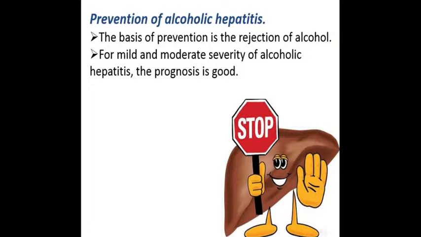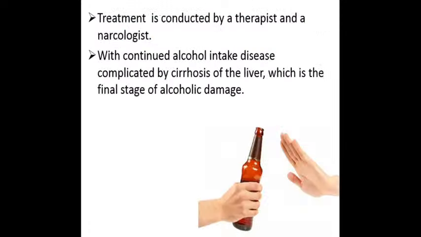Prevention of alcoholic hepatitis. The basis of prevention is rejection of alcohol. For mild and moderate severity of alcoholic hepatitis, its prognosis is good. Treatment is conducted by the therapist and the narcologist. With continuous alcohol intake, the disease is complicated by cirrhosis of the liver, which is the final stage of the alcoholic damage.